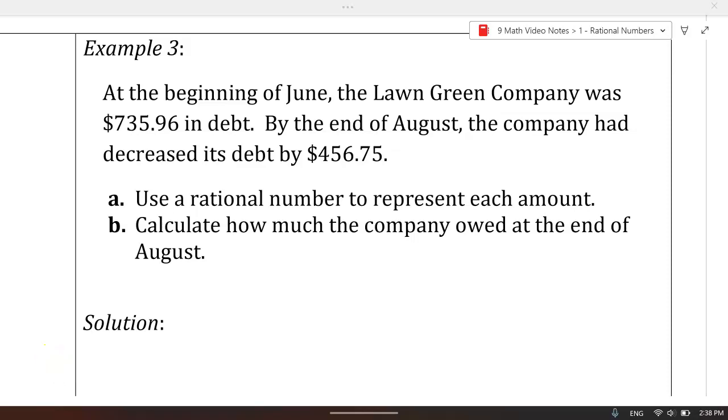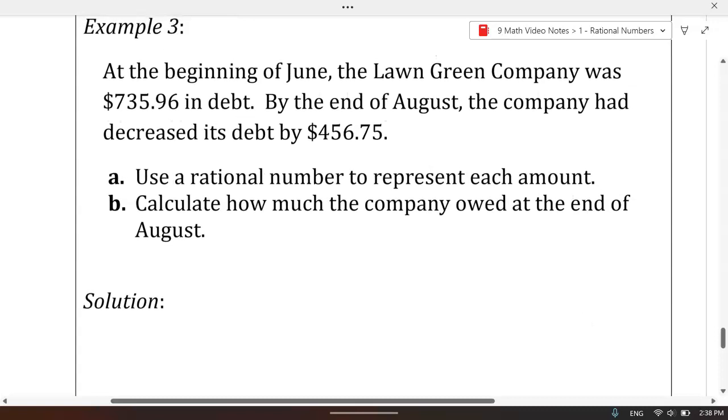Example number 3. At the beginning of June, the Lawn Green Company was $735.96 in debt. By the end of August, the company had decreased its debt by $456.75. So use rational numbers to represent each amount and calculate how much money the company owed at the end of August.